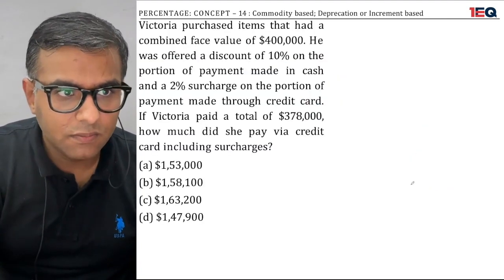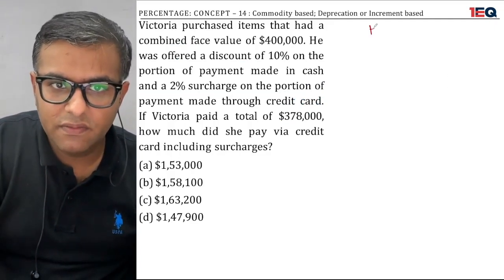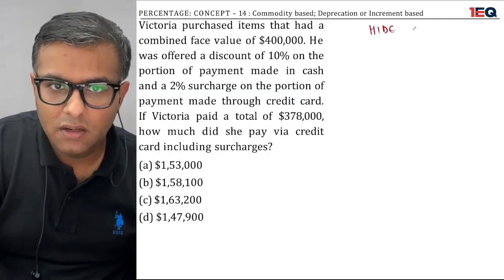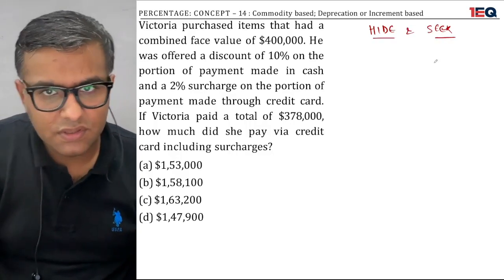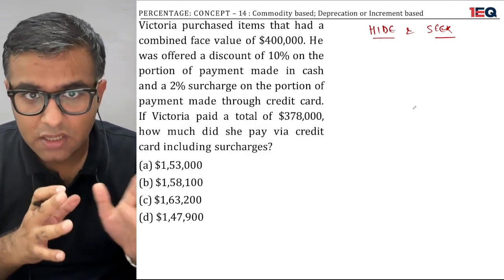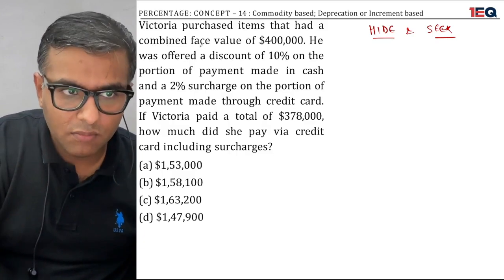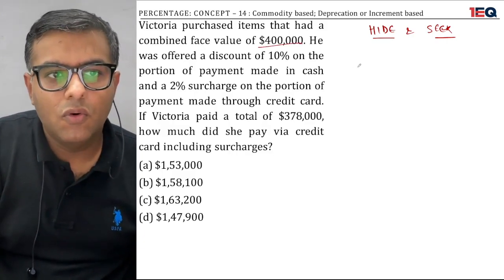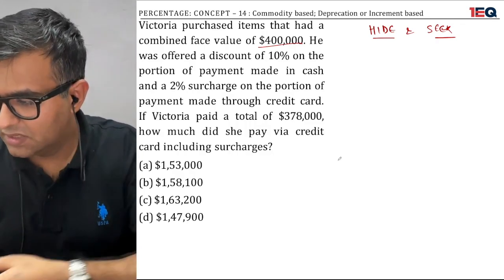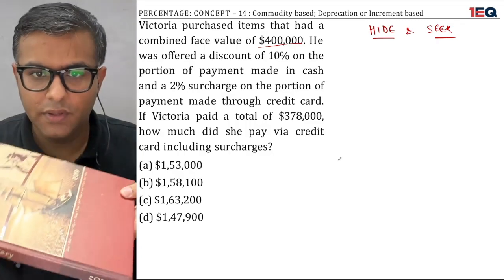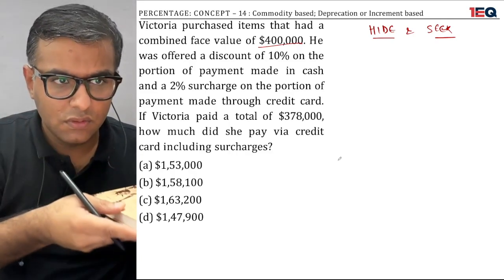Moving on to the next question. This is an important question. This is following the same concept which we have used in the past, hide and seek. I have used this concept with you in the past, so I'll help you understand this question. Victoria purchased items that had a combined face value of 4,000 rupees. When I talk about combined face value, it means that let's assume that I have a diary over here. This is the diary that I have, and this diary I wish to buy.